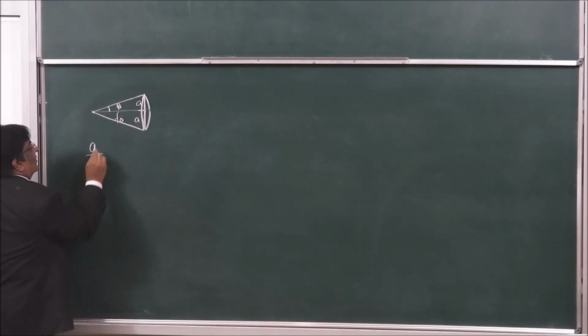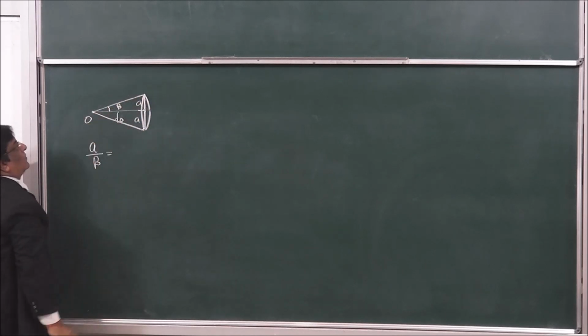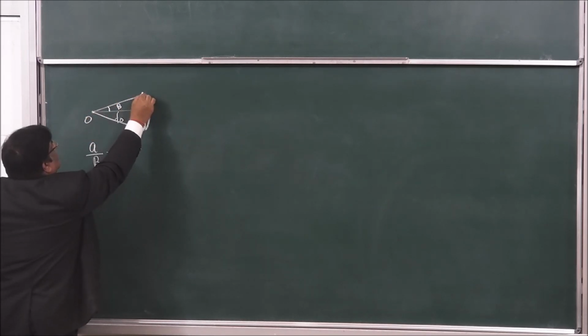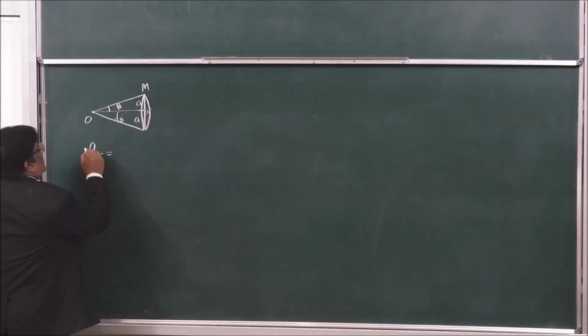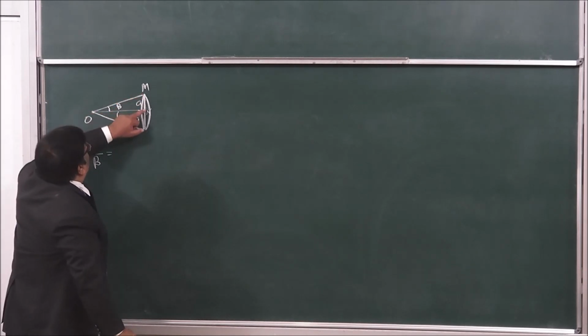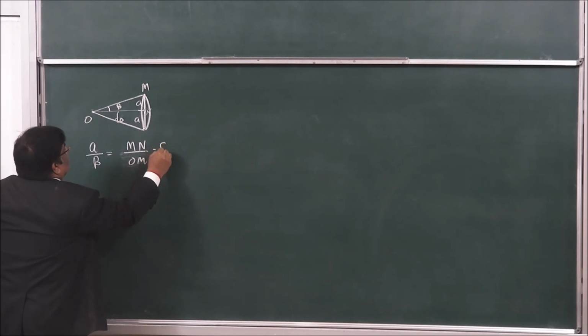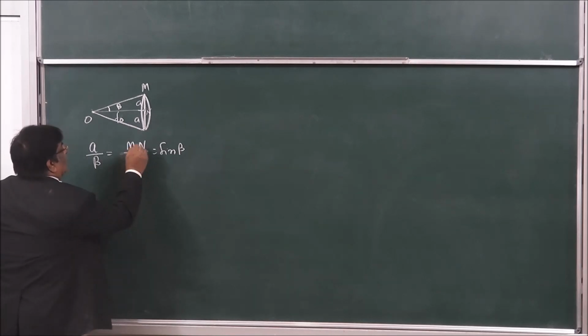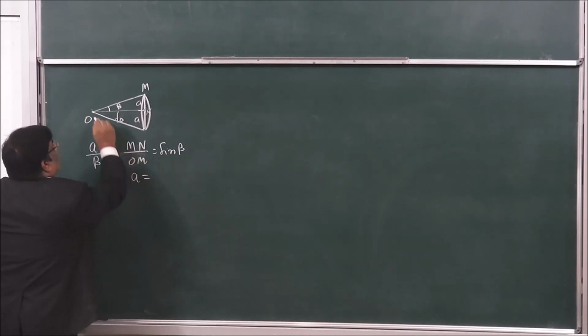So we know A upon beta, A upon this, let us say O, M, N. MN upon OM is equal to sine beta, or we can say MN, which is equal to A, is equal to OM sine beta.